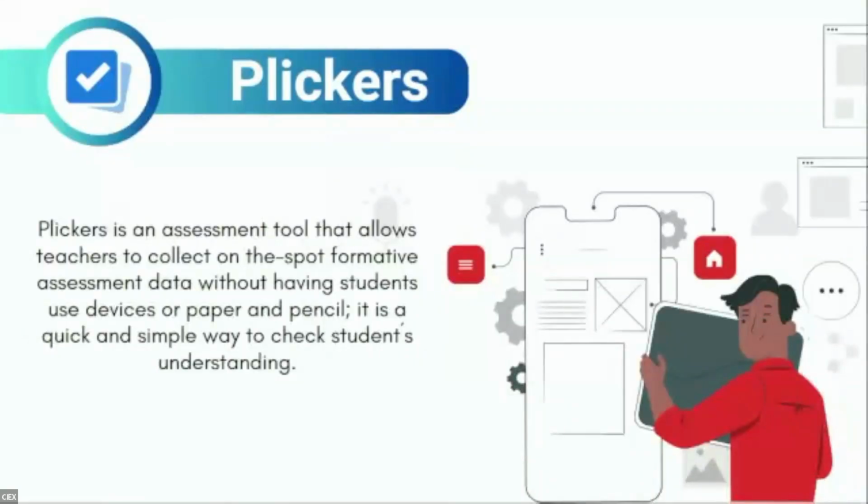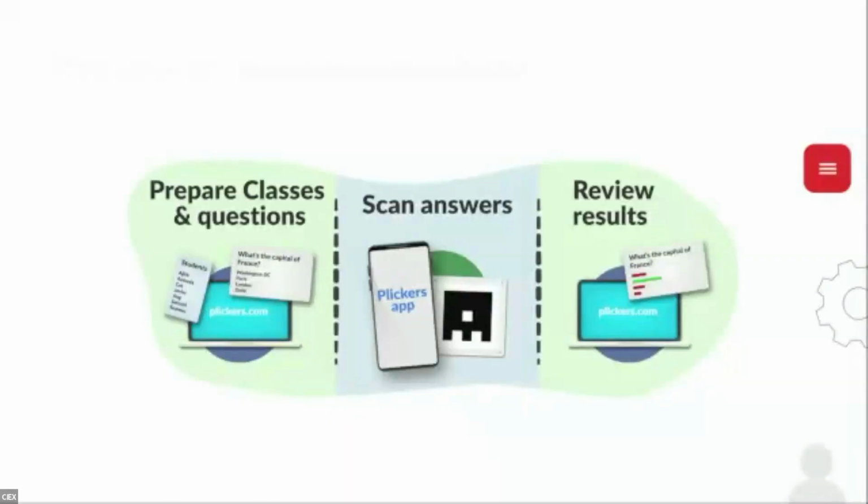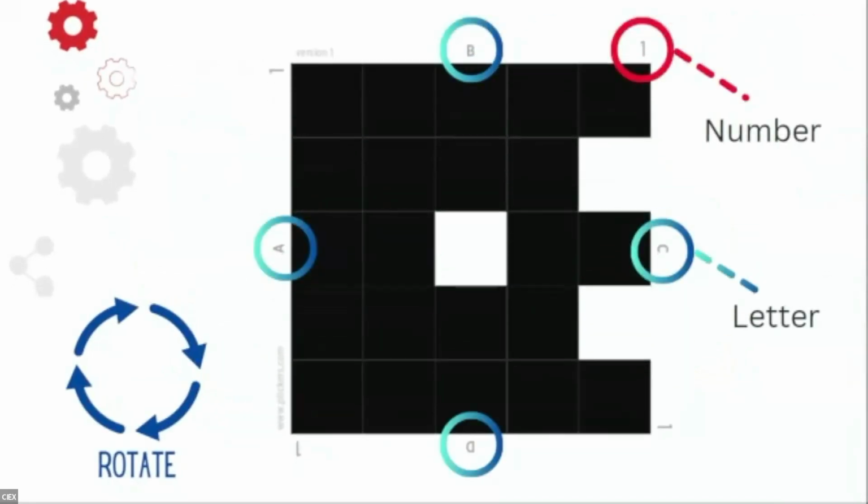So with this app, the only thing that you have to do is scan your students' responses through two important points. The first one is your cell phone, and the second one is a QR card. So there are three steps. The first one, prepare your class. The second one, you have to scan the students' answers. And finally, you are going to review the results. This is how it works.